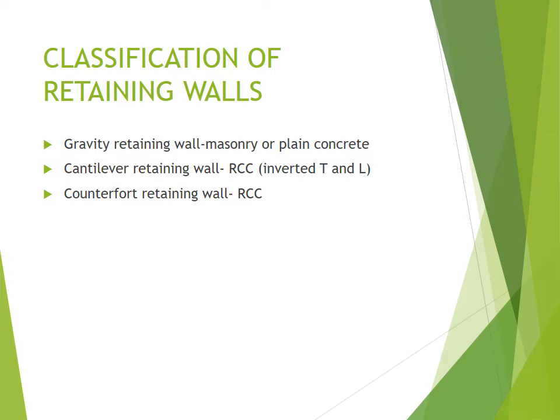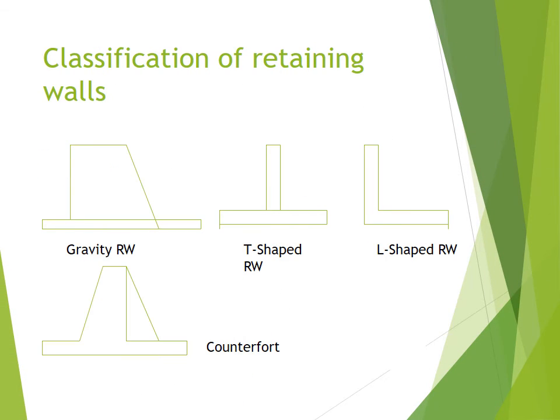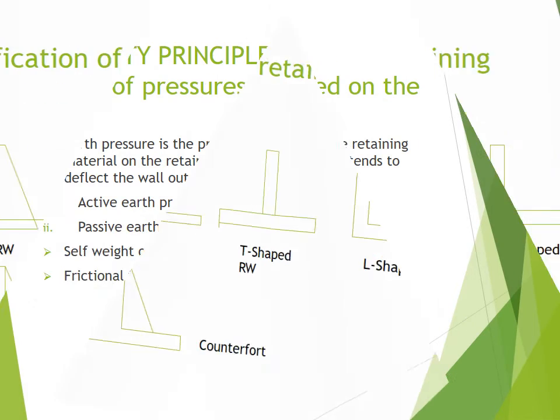So that is about the 3 classifications of the retaining walls. The drawings here show the different classifications. One is the gravity retaining wall, then followed by the cantilever retaining wall, which is inverted T and L-shaped. Then we have the counterfort retaining wall, which has some reinforced beams in it.